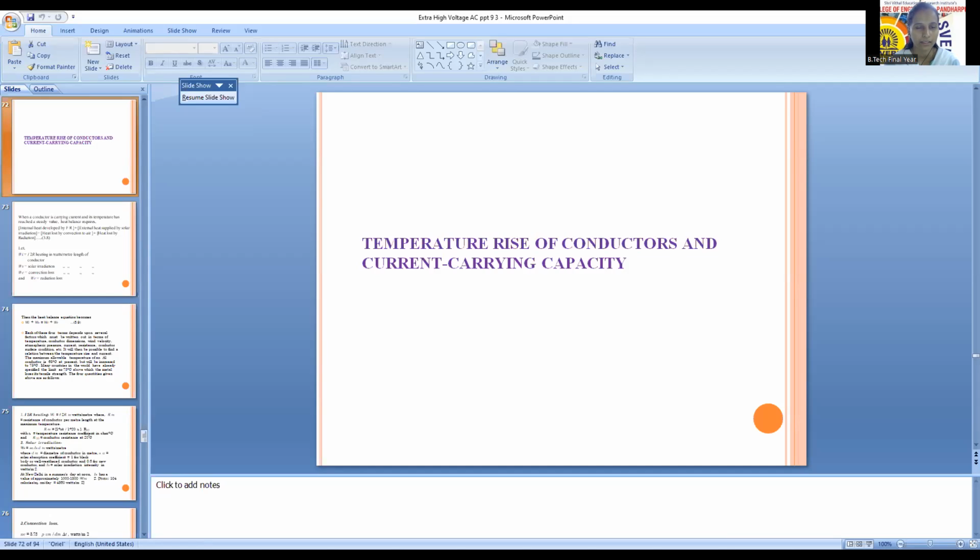Firstly, we are taking temperature rise of conductors and current carrying capacity. So obviously, this heat balance equation relates temperature rise and current.